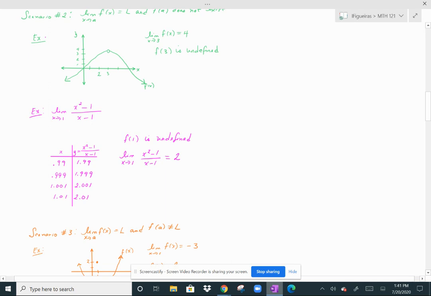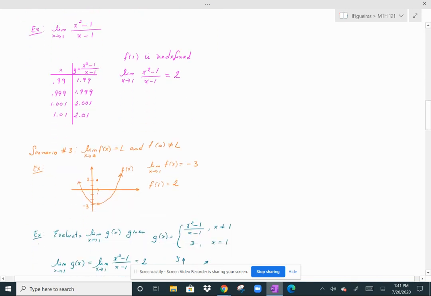Okay, here's another example. Scenario 3 is when your limit exists and your function exists, but they're not the same. So this is one example. If I evaluate the limit as x approaches 1 and I read this graph, when you get closer and closer to 1 on the left side and the right side of 1, and you follow the path of this graph, on the left side, it's getting closer to that open circle. On the right side, it's also getting closer to that open circle. That open circle corresponds with a y value of -3. But if I were to evaluate f of 1, like where is the function defined at 1, you can see that it's this point here.